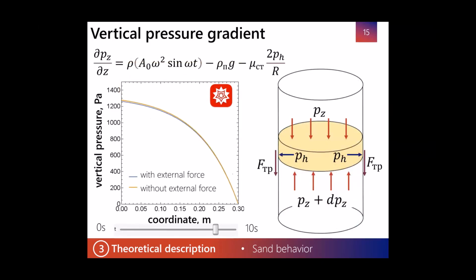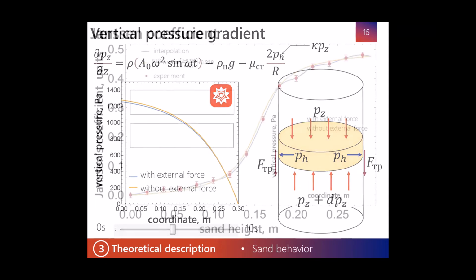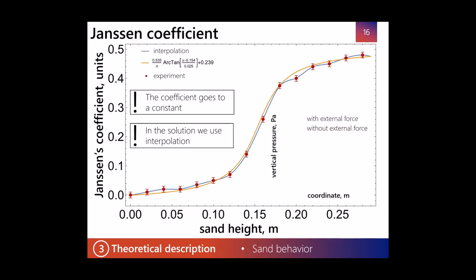We can write Newton's second law for it and calculate vertical pressure depending on coordinate. As you can see, between the case with an external force and the case with no external force, there is a difference of about 5%, and we can assume that it is a small error. So we need to determine Jensen's coefficient. As you can see, the coefficient goes to a constant, but in the solution we use interpolation for good accuracy. On the slide you can see how the vertical pressure distribution changes.